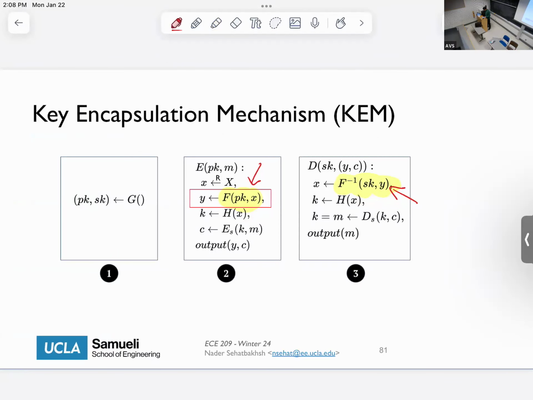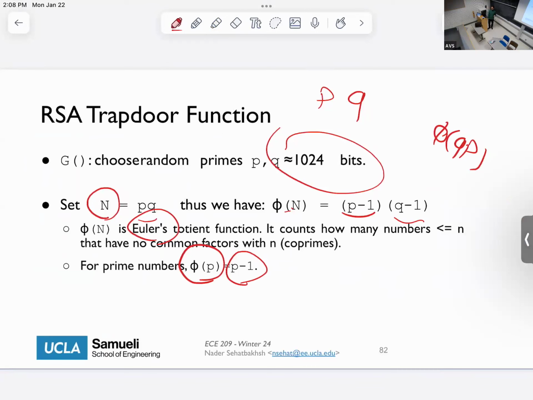Okay. At the very last part of the previous lecture, I tried to give you an example of how the RSA trapdoor function works. Hopefully you took some time and reviewed it. Just a very basic review of this again. The idea of the RSA trapdoor function is that the first thing we do is pick two prime numbers, P and Q, usually, as I said, around 1,000 bits.